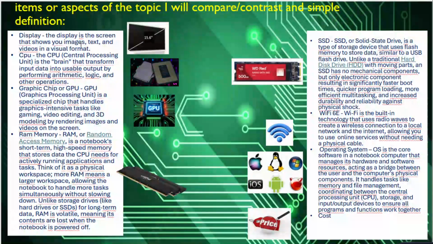Display. The display is the screen that shows you images, text, and videos in a visual format. CPU, Central Processing Unit, is the brain that transforms input data into usable output by performing arithmetic, logic, and other operations. GPU is a specialized chip that handles graphic-intensive tasks like gaming, video editing, and 3D modeling by rendering images and videos on the screen.